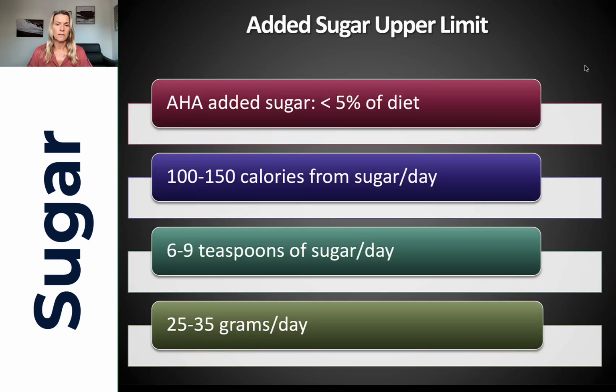So what is the recommended intake? Well, actually, I don't like recommended intake. It makes it sound like there's a goal for added sugar when really there is an upper limit. There's a limit and we should be below that. So the American Heart Association, you can abbreviate it AHA if you'd like, just easier. American Heart Association, added sugar, upper limit is less than 5% of total calories.